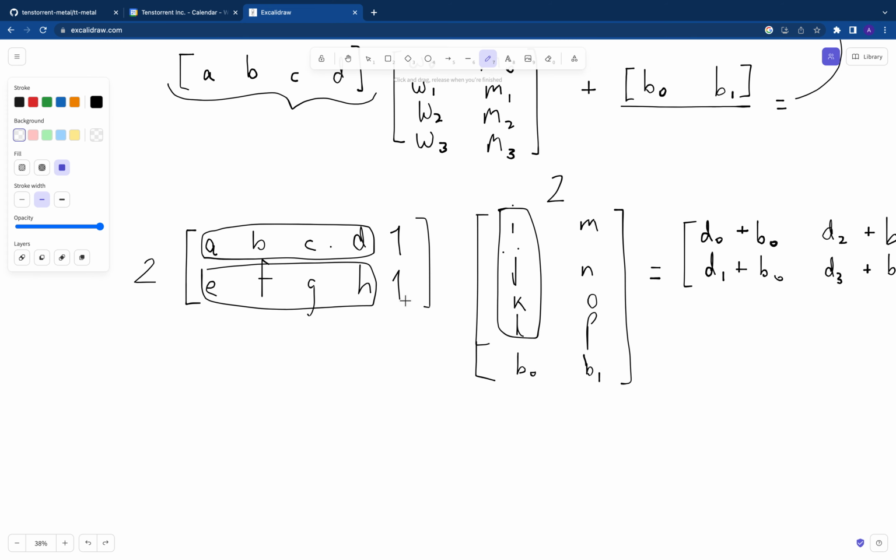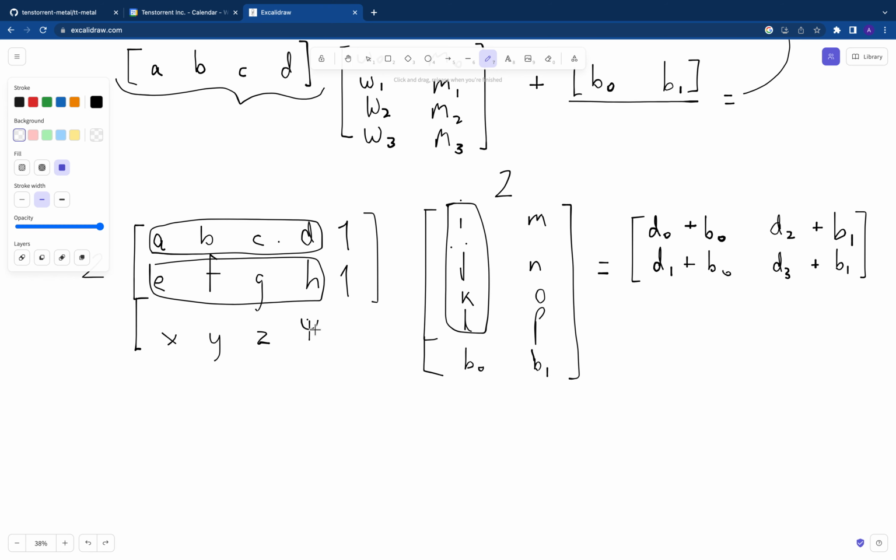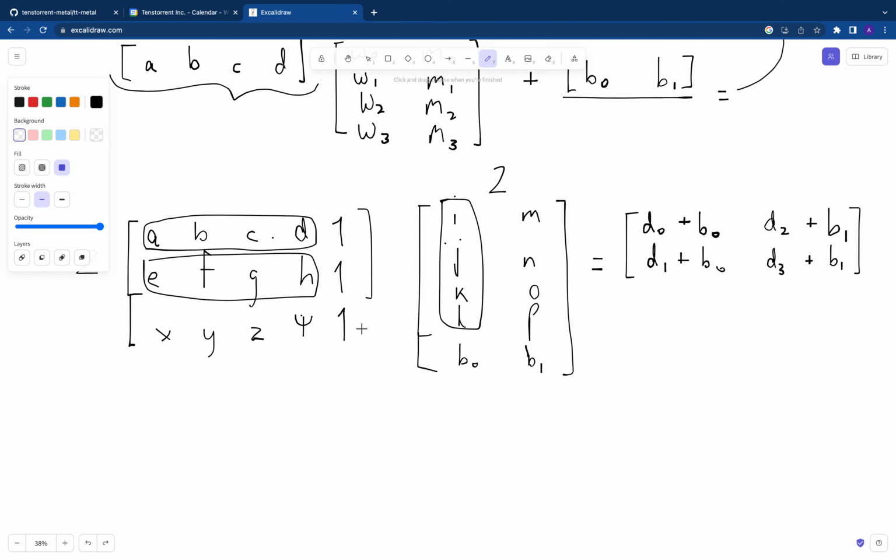And notice if I add another row, so let's say x, y, z, phi. I don't remember what this one is, but some Greek symbol. Okay, so now I add another one, and you'll see that this is consistent.